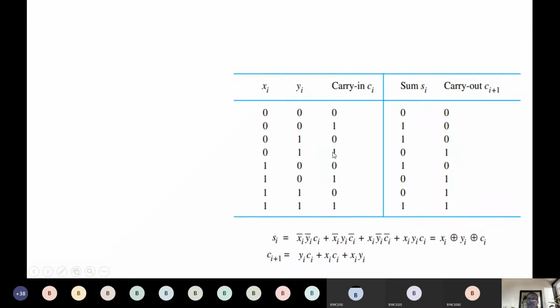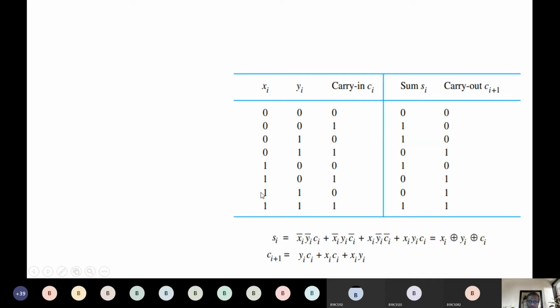Carry in is 1. So when we add these 3 bits, 1 plus 1, it becomes 1, 0, right? So 0 will be the sum and 1 will be the carry out. Okay. And here also you can see in this scenario we have a carry out of 1. Here also you can see X is 1, Y is 1 and carry in is 0. Okay. So when we add 1 plus 1, it becomes 1, 0. 0 we keep here and carry out will be 1.